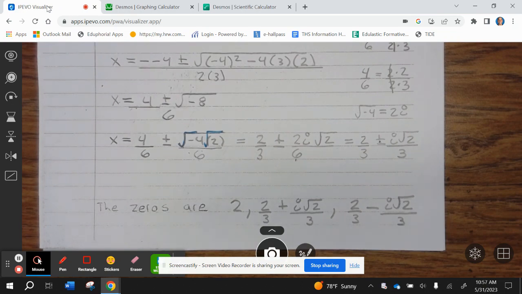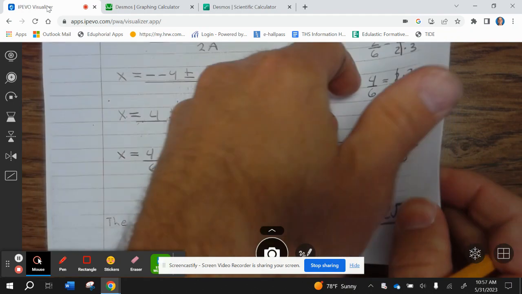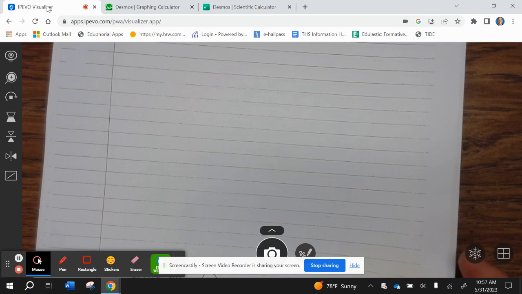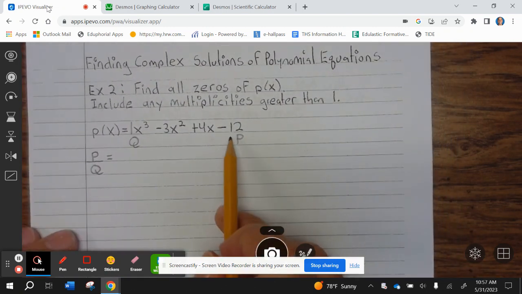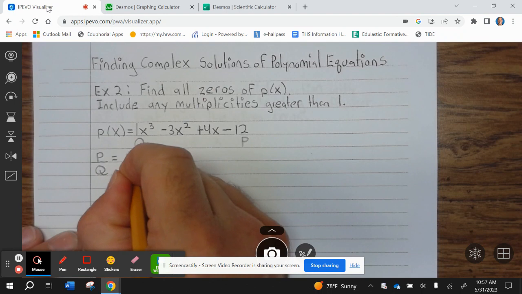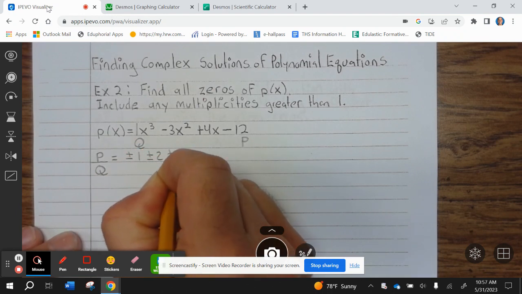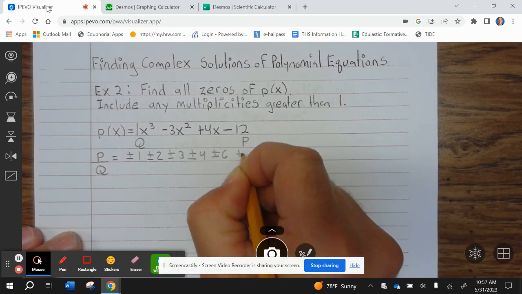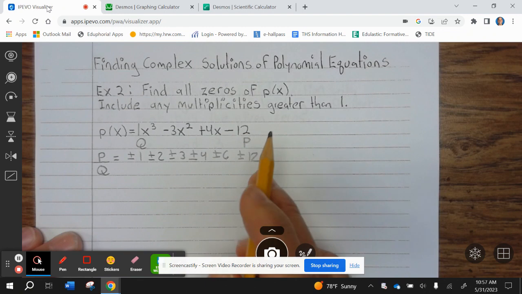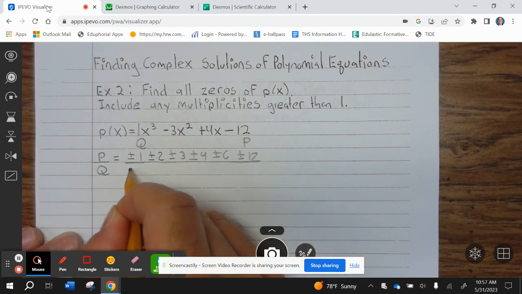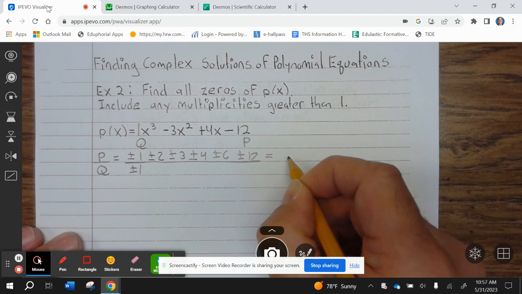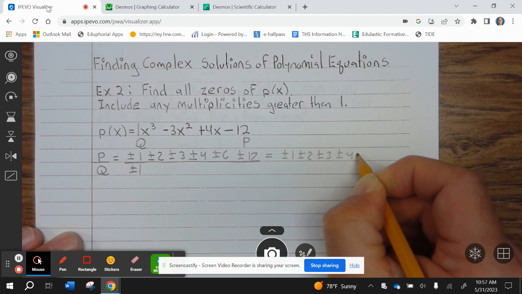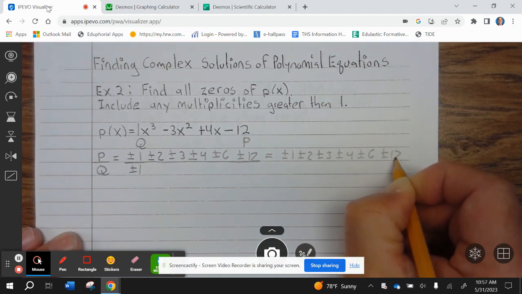All right, go ahead and finish up that example. And let's take a look at the next example. Example 2. Again, we need to find all the factors of -12. So that's plus or minus 1, plus or minus 2, plus or minus 3, plus or minus 4, 5 doesn't work, plus or minus 6, and then plus or minus 12. Those are all the numbers divided into 12. Divided by plus or minus 1, we divide everything by 1. That's plus or minus 1, 2, 3, 4, 6, 12.